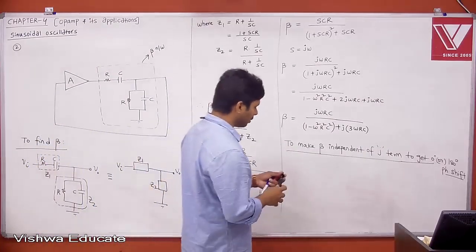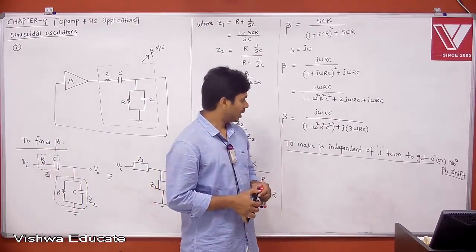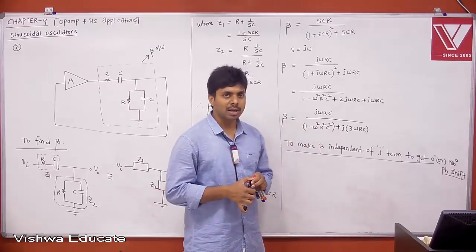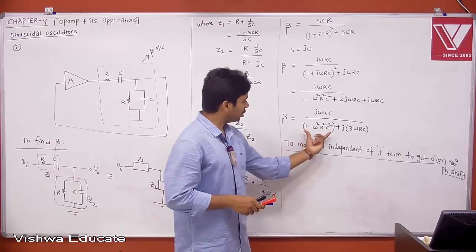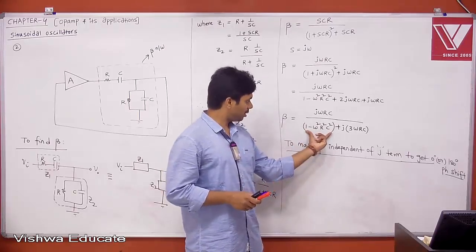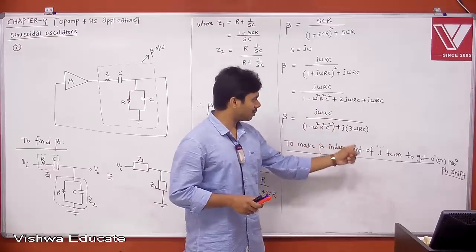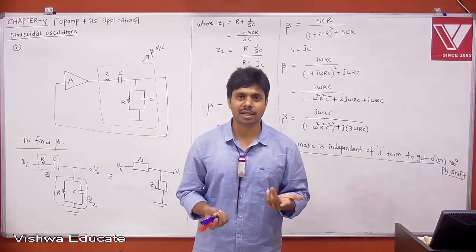What is the condition? Can anyone tell? I want to make it independent of J, both numerator and denominator. If this term is 0, then J will be cancelled, omega RC will be cancelled, and you will get 1 by 3. Therefore you are getting beta directly.